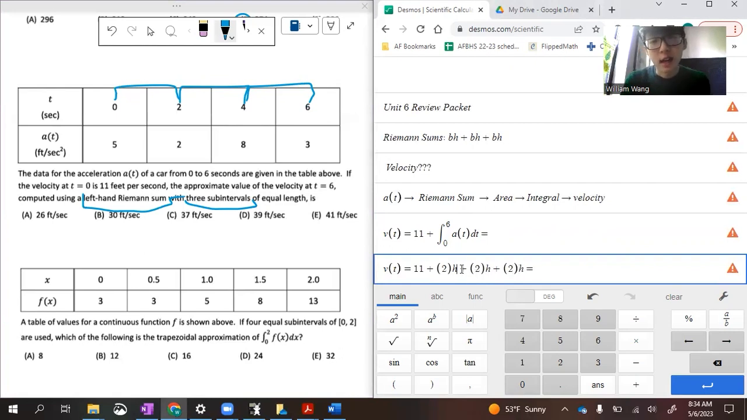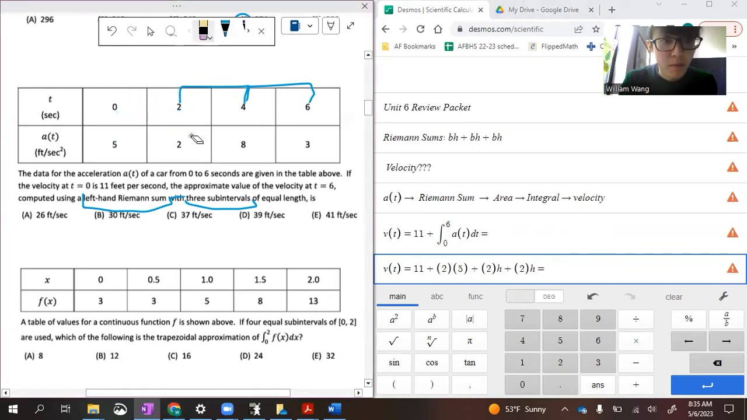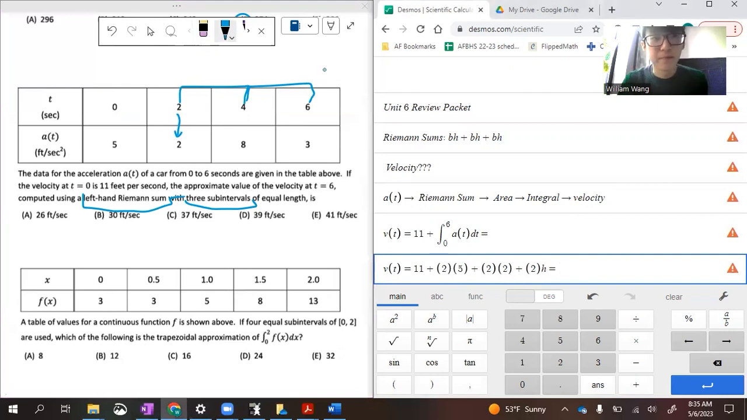All right, then I'm going to look at the height for the first rectangle. From 0 to 2, which height do I use? I use the one on the left-hand side, so I'm going to use 5. So it's 2 times 5. Second interval from 2 to 4, I use the left-hand height, so it's going to be 2. Finally, from 4 to 6, I use the one on the left-hand side. So I'm going to use 8.